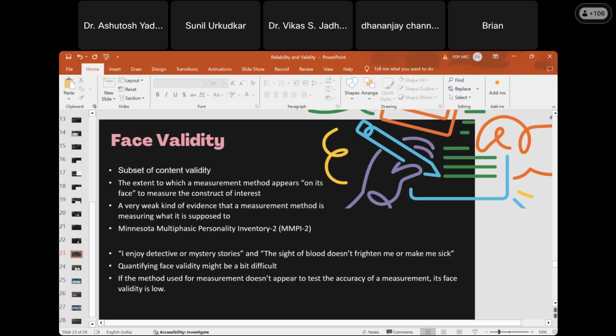Okay, thanks. So what I was saying is that face validity is at best a very weak kind of evidence that the measurement method is measuring what it is supposed to. One reason is that it is based on people's intuition about human behavior, which is frequently wrong. It is also the case that many established measures in psychology work quite well despite lacking face validity.